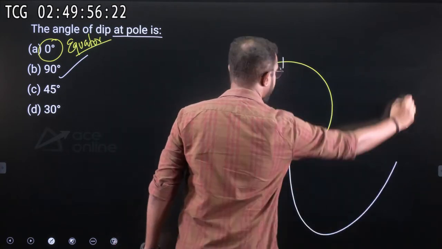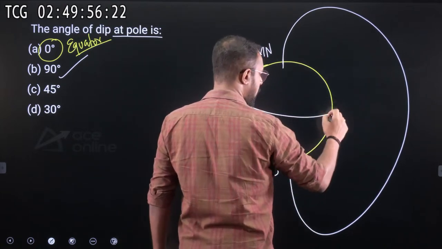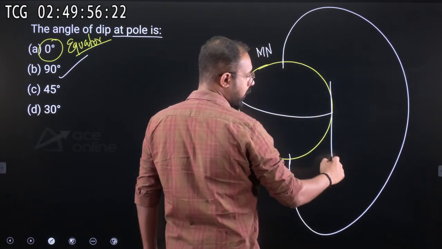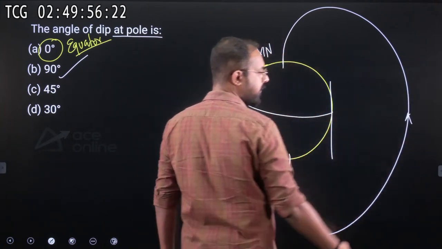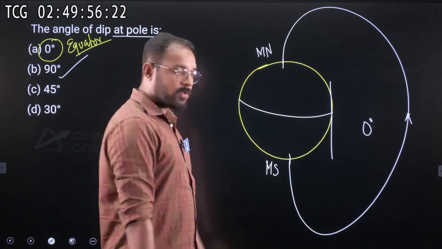If you look at the magnetic field lines here, they go like this. So if I drop a horizontal at the equator, it is parallel to the magnetic field lines. So my dip angle is 0. The angle between two parallel lines is 0.